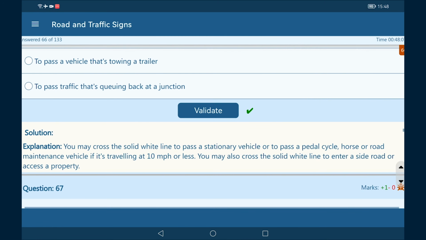Explanation. You may cross the solid white line to pass a stationary vehicle or to pass a pedal cycle, horse or road maintenance vehicle if it's traveling at 10 miles per hour or less. You may also cross the solid white line to enter a side road or access a property.